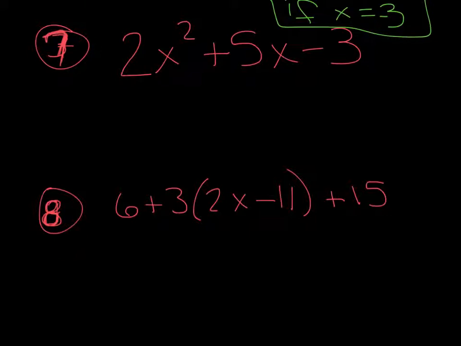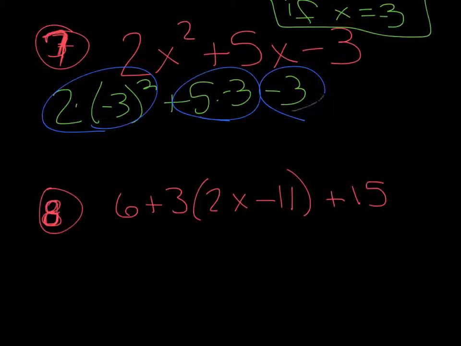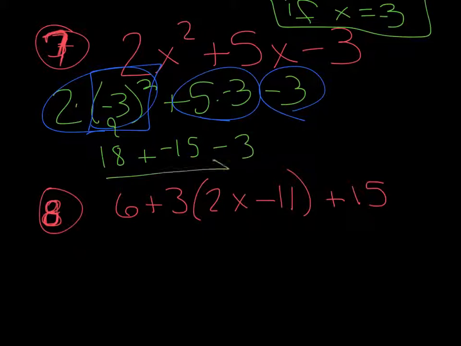All right, so if I go through now, I'm going to make it 2 times, I'm putting parentheses around negative 3, plus 5 times negative 3 minus 3. Now remember, order of operations, and inside this one, I need to square it first. Negative 3 times negative 3 is positive 9, so that's a 9, and then 2 times 9 is 18, plus 5 times negative 3 is negative 15, and then minus 3. So going left to right, 18 plus negative 15 is 3, and 3 minus 3 is 0.